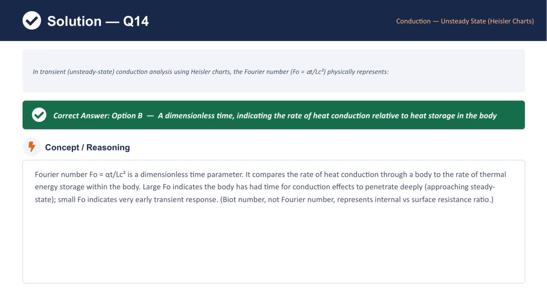It's important to note that while the Fourier number measures this time-dependent conduction behavior, the Biot number, which is different, relates to the resistance between the surface and the interior of the object. This distinction is key in analyzing transient heat conduction problems accurately.